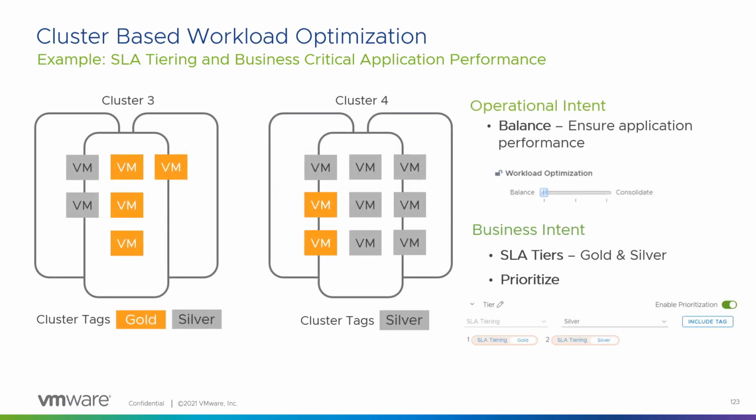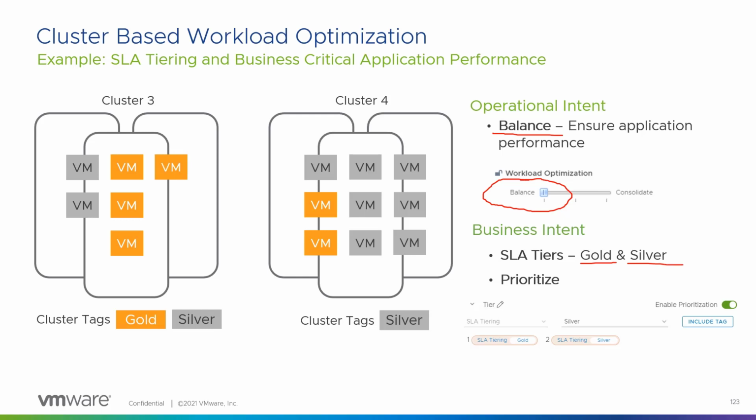Okay, so I'm going to get out my little pen here. All right, so the first thing we want to do is, what is our operational intent? Well, we know we want to run the best possible performance, so we are definitely going to set up a balanced environment and choose balance for our operational intent. The next thing we're going to do is leverage vCenter tagging. Okay, so we've got some vCenter tags. Again, these have been created beforehand, and we're going to use something called the SLA tier. So we've set up tags under the SLA tier category for gold and silver.